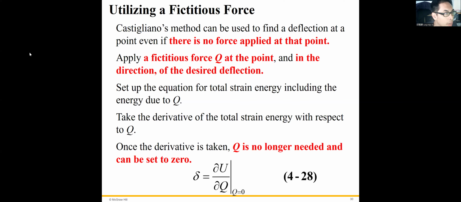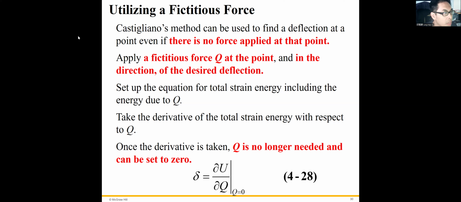Okay, so in the previous course we already introduced the definition of Castigliano's theory, right? And in this chapter we are going to focus on how to use this energy method to figure out the deflection, whereas the maximum deflection is by using the energy method.